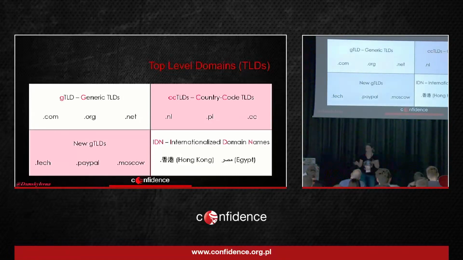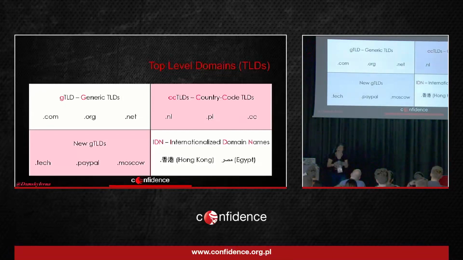ICANN is the organization that runs the domain system, and they are working on it. And hopefully, once PayPal finally registers that TLD, they'll start sending emails from customersupport.paypal instead of paypal-customersupport.com, which looks like phishing. Those are the new ones. You can apply for them and you can get those.